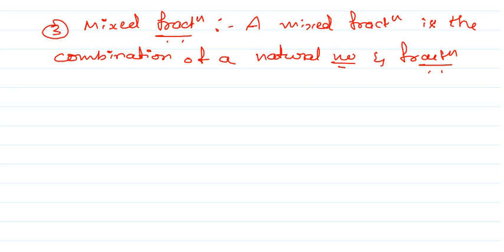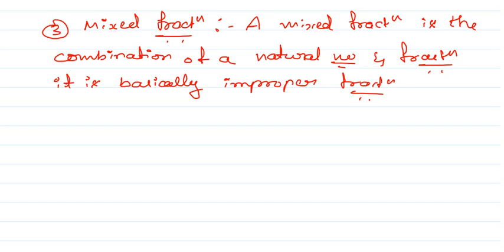Natural number and fraction. It is basically improper fraction. So when we ask, what do you mean by mixed fraction in the sense, you just tell it is a combination of natural number and improper fraction. Ishte talal itkolre bere enu beda. Okay na, mixed fraction anta helidre it is the combination of natural number and then improper fraction, that's all.